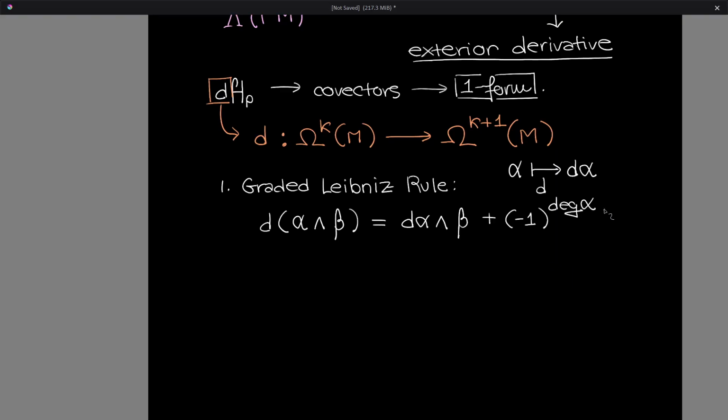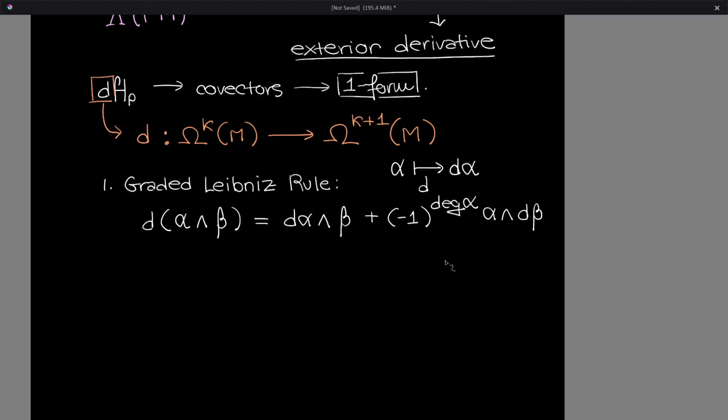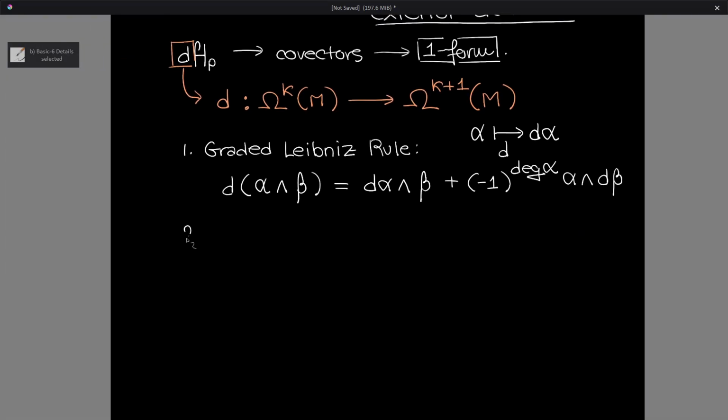Alpha and then wedge d beta. It's very much like you could say that this is the graded version of something that looks like, if I were to take partial x of fg, then I would have something like partial f partial x dot g plus f dot partial g partial x. So this is essentially the upgraded version of that idea.